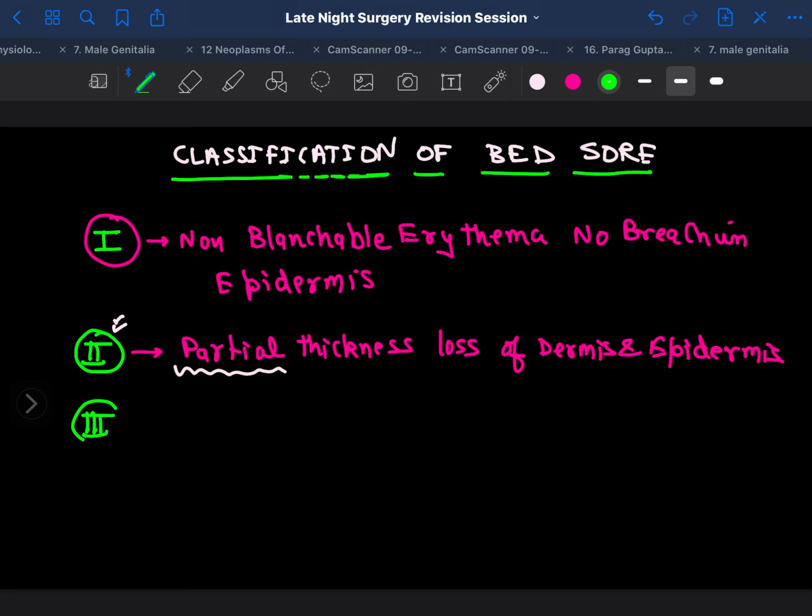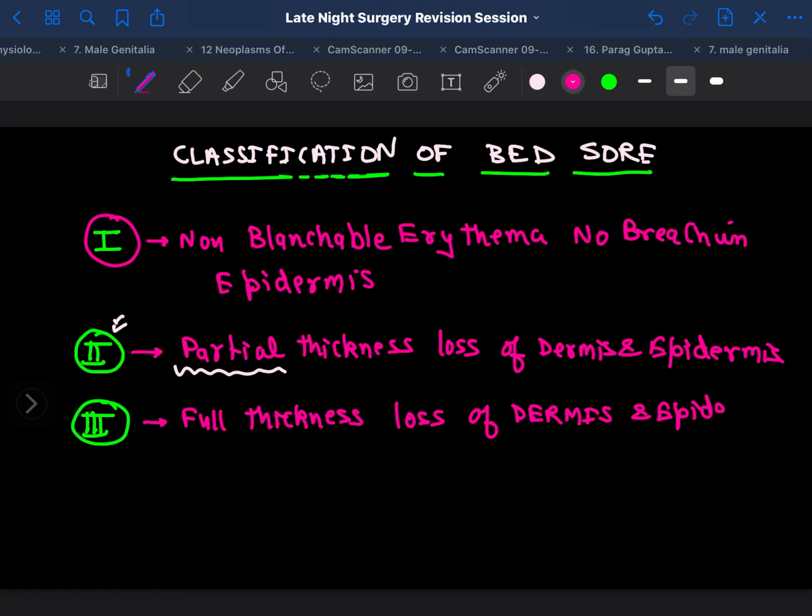Then what do you have? You have stage 3. In stage 3, what do you get? You basically get a full thickness loss of the dermis and epidermis, but this is only till the fascia. But here, what is the thing? The fascia is not breached. You do not go beyond the fascia. You are only reaching till the fascia.